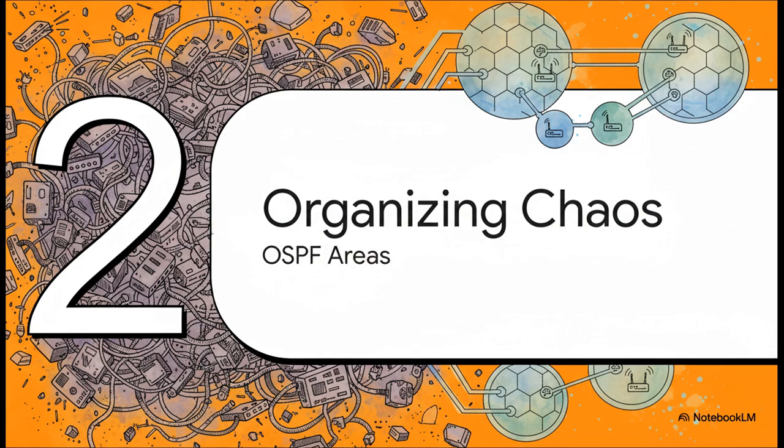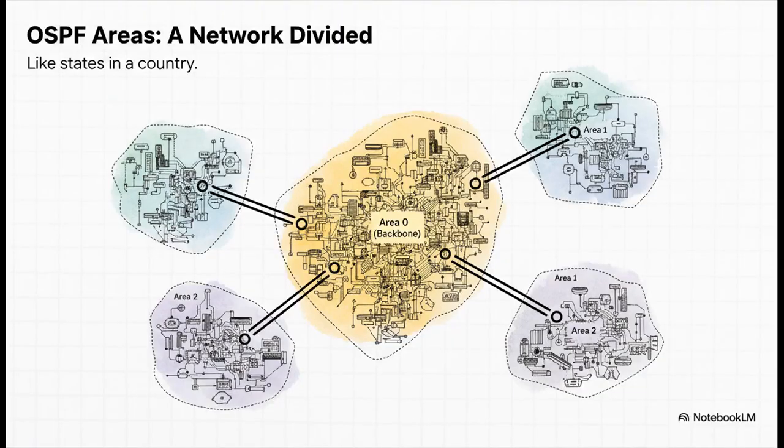Okay, that sounds great for a small network, but what happens when the network gets massive with thousands or even tens of thousands of routers? If every router had to know about every single other router, the whole system would just collapse under the weight of all that information. OSPF has a really clever solution for this. It divides the network into these manageable chunks called areas. The best analogy is thinking of a country being divided into states. Routers inside one area know everything about their local neighborhood, but they don't need to know all the tiny, intricate details of other areas. It's a brilliant design for scaling up.